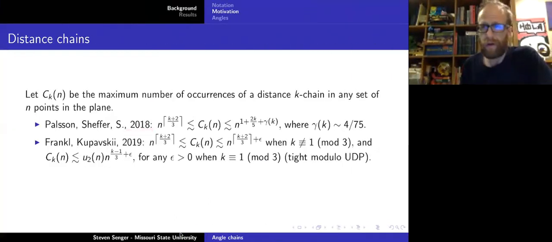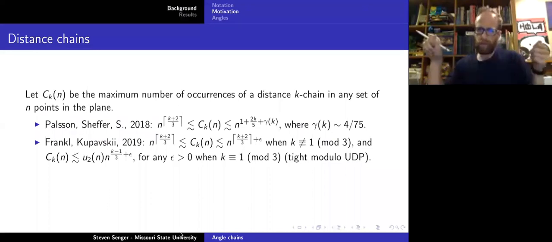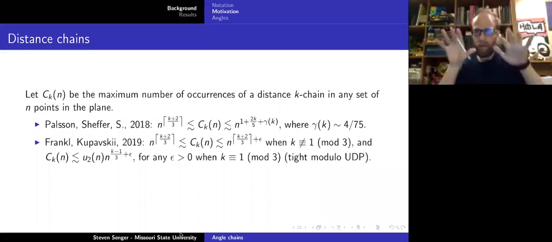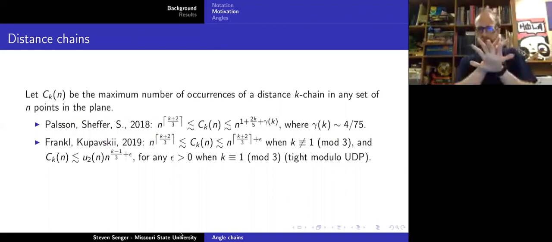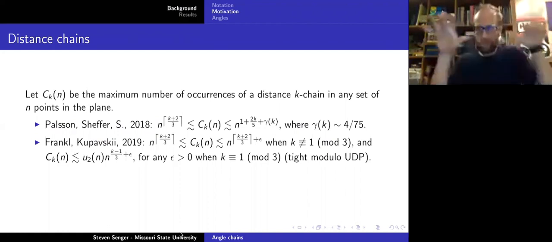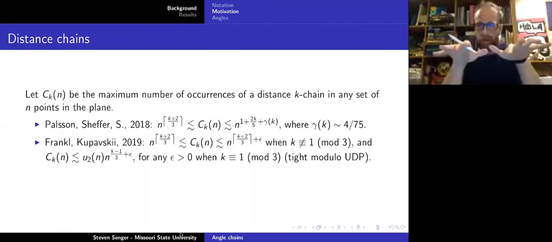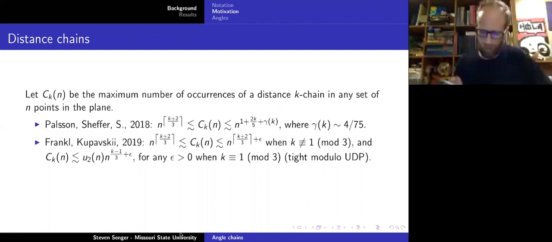Shortly after we put this on the archive, maybe a year after, Franklin Kupovsky took what we had done here and did it the correct way. They took the tensioning mechanism we had, and rather than just tensioning the last couple of points against one another, they tensioned everything evenly. They have this information theoretical way of organizing all of these inequalities. Very beautiful paper. And this is essentially tight, except in the case where K is congruent to 1 mod 3.